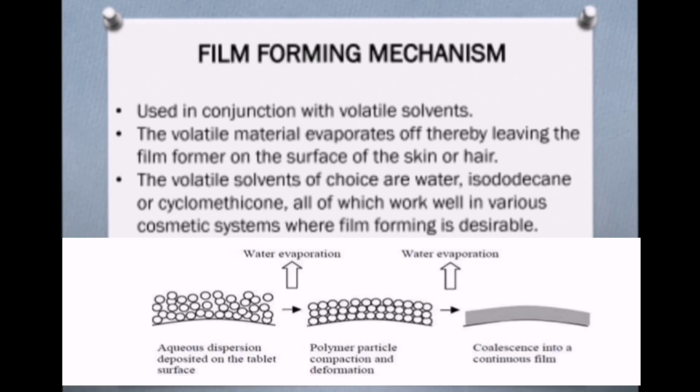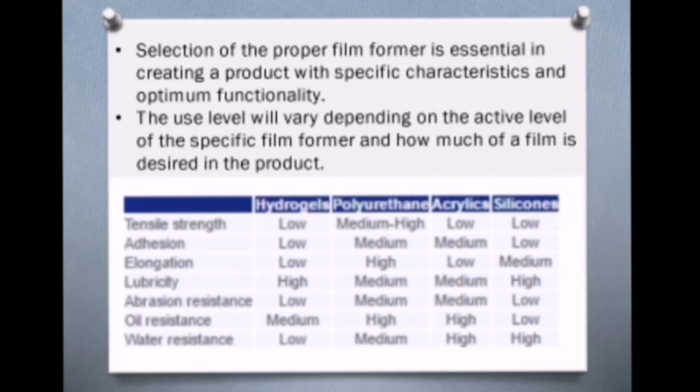The volatile solvents of choice are water, isododecane or cyclomethicone, all of which work well in various cosmetic systems where film forming is desirable. Selection of the proper film former is essential in creating a product with specific characteristics and optimum functionality. The use level will vary depending on the active level of the specific film former and how much of a film is desired in the product.